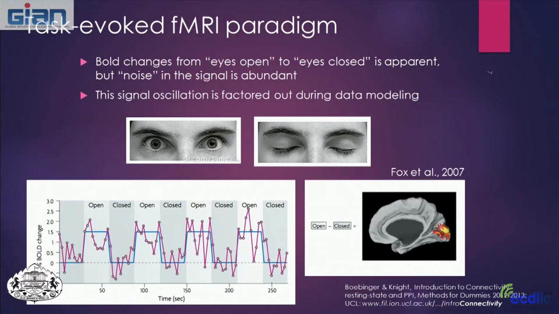So let's look at an example of a task-evoked fMRI paradigm. By task-evoked, we mean that there's two different states, and somebody is evoking a change in the blood flow in their brain due to these different states. So we have a person alternating between eyes open and eyes closed. So the BOLD changes from eyes open to eyes closed are apparent. You can see here on the bottom left plot when the regions in the occipital lobe are exposed to the open eyes, they go up, and when they're exposed to the closed eyes, they go down. So this BOLD activity is oscillating up and down with the task.